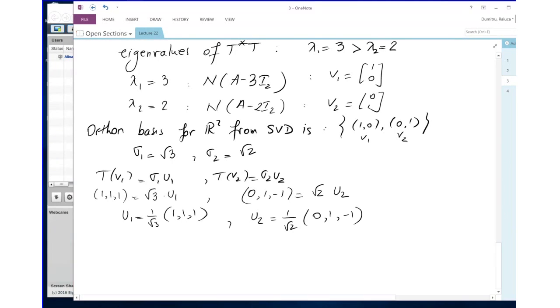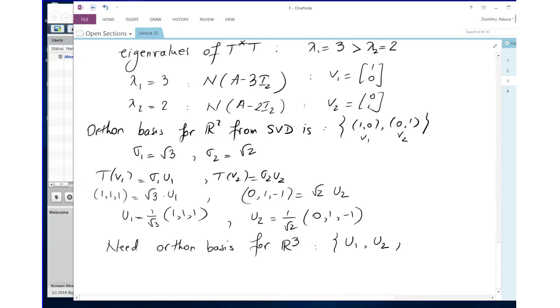What are we trying to find? We need to find an orthonormal basis for the second space, W, but the second space was R3. That's pretty much the extent to which our theorem helps us. The SVD gives you two vectors, U1 and U2, because you had two singular values, right? They came from two eigenvalues. Where is the third vector? Well, the theorem doesn't tell us anything, so how do you find it?